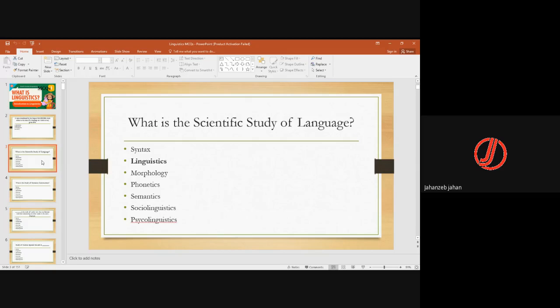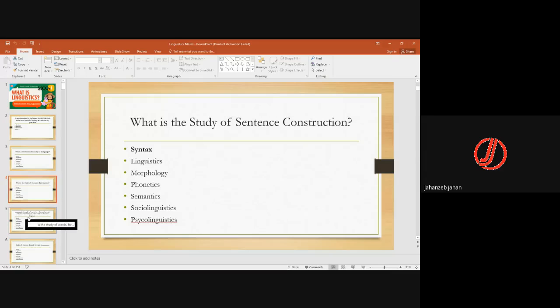What is the scientific study of language called? So the scientific study of language is linguistics. What is the study of sentence construction? So the study of sentence construction is called syntax.